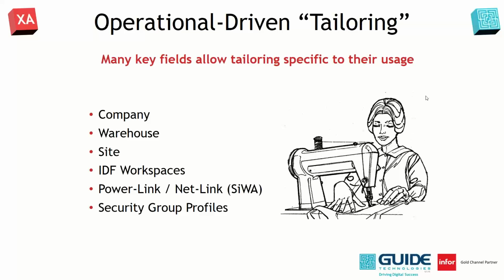In PowerLink, Netlink, and System I Workspace Anywhere, these can be set up, configured for the user that's signed on. What do they want to see? What are their favorites? How do they manage their system? When they go into objects, what views, what functions do they see? These are all setup functions. And I don't have to set them up for every single user. I can have security group profiles, so I can associate things together.